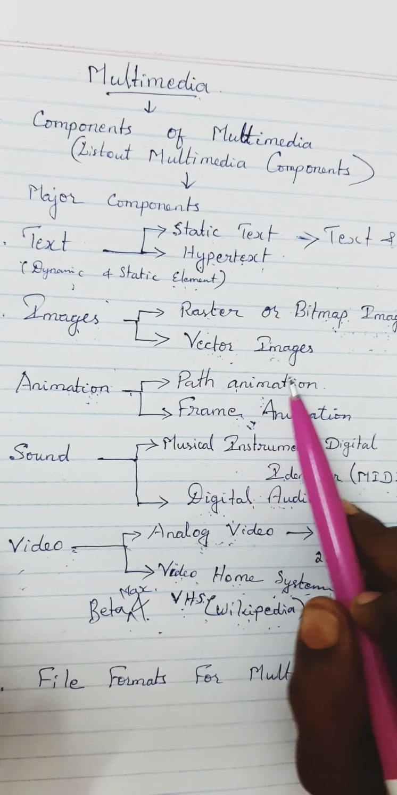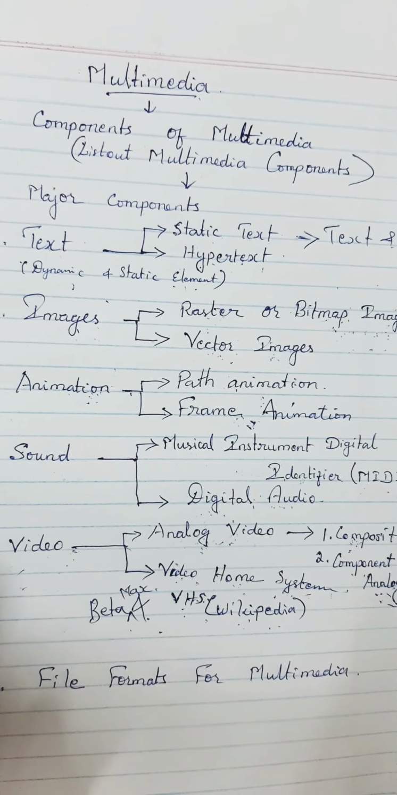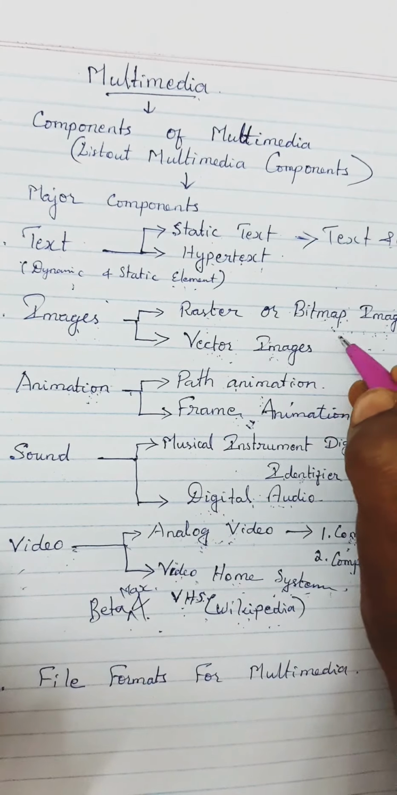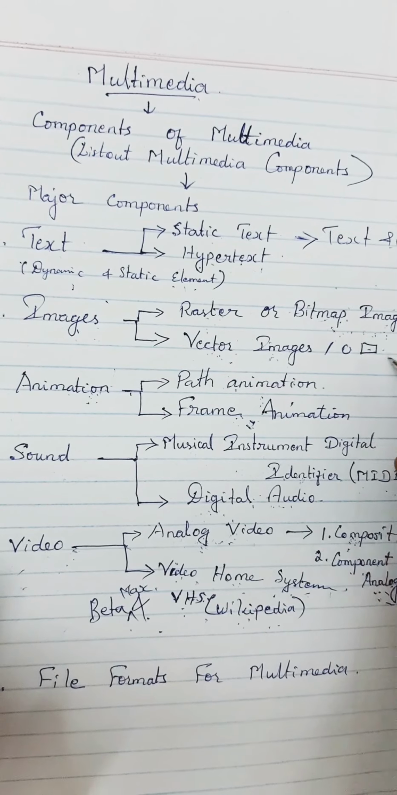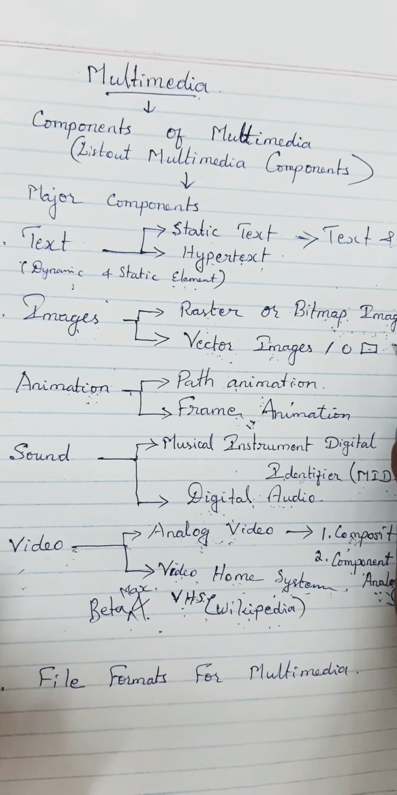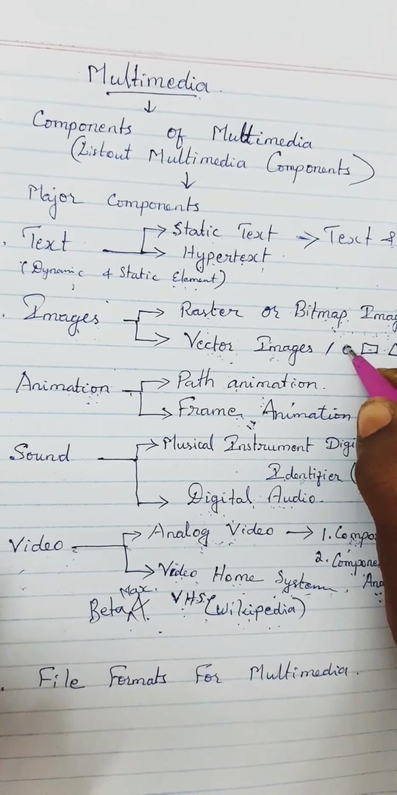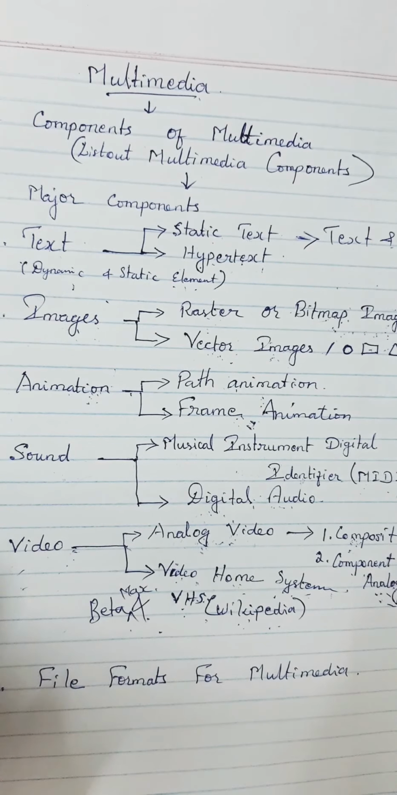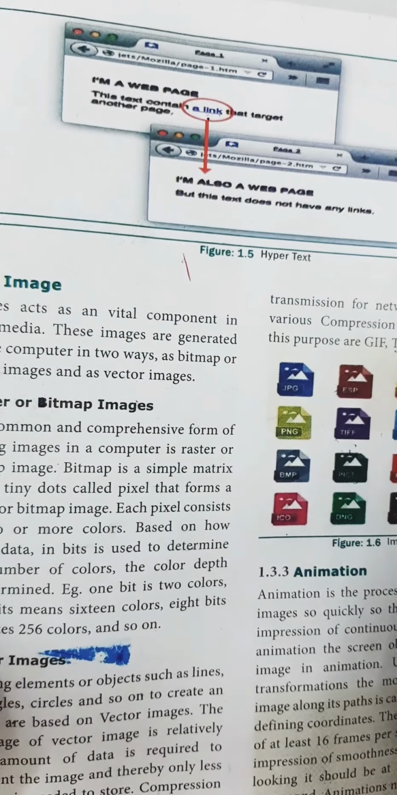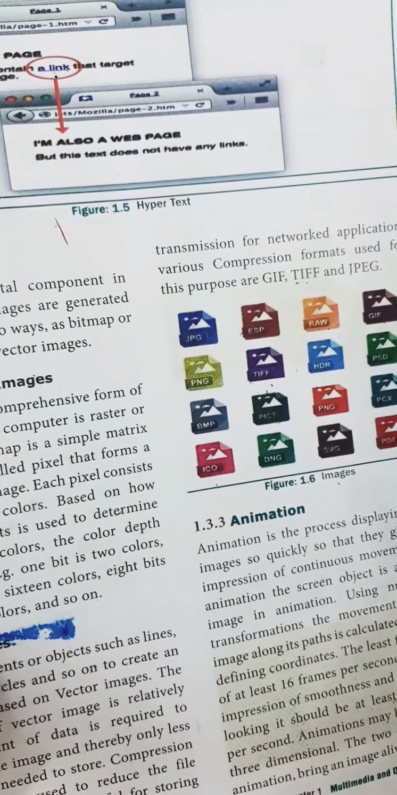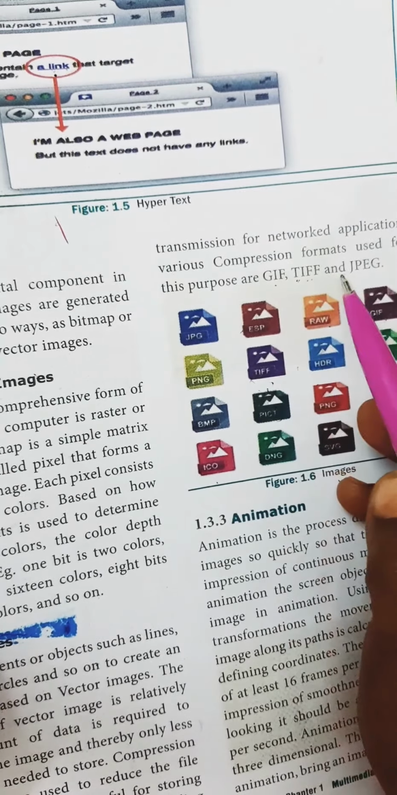Then the vector image. What do you mean by vector image? Drawing elements or objects such as lines, rectangles, circles and so on to create images is based on vector image. Lines, circles, rectangles and so on, whatever images you are creating, all those things are called vector images. According to the platform, that may be a GIF file, TIFF file and JPG file.